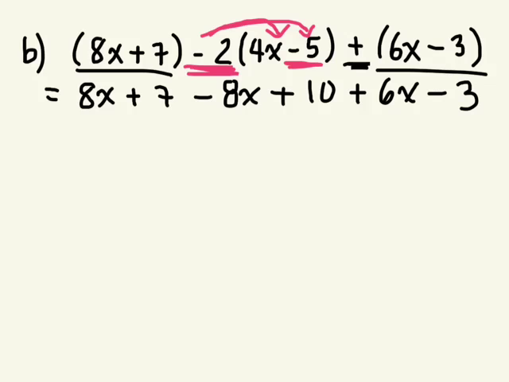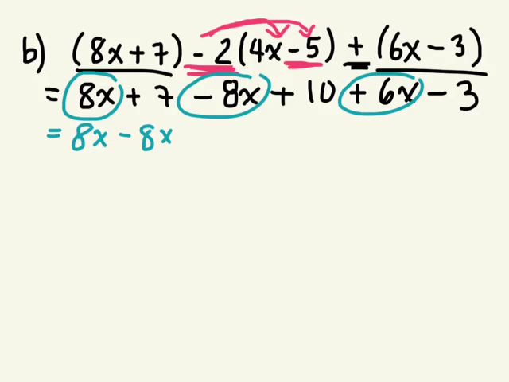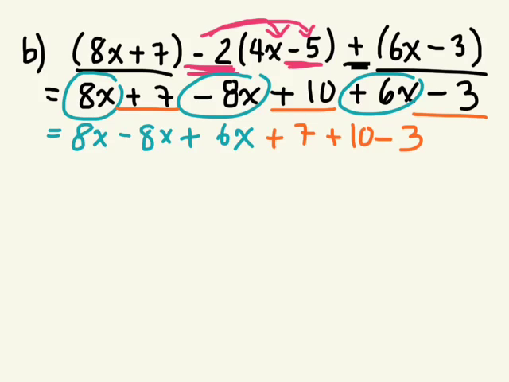Now that you've gotten rid of all the brackets, this is easy, right? Combine the like terms. Good. 8x, negative 8x, and positive 6x. Excellent. And then what, Shazan? Positive 7, positive 10. Good. Negative 3. Raise your hand if you had this much. Correct. Good. 8x take away 8x is nothing. So we just have 6x. Then we have 7 plus 10, take away 3. 17 take away 3. Positive or negative 14.